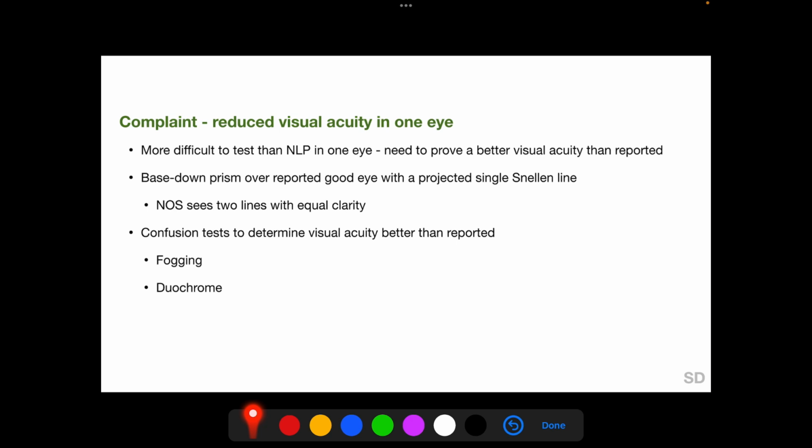When the complaint is of a reduced visual acuity in one eye, identifying or excluding a non-organic situation is more difficult than in a situation in which the patient reports unilateral NLP, because here we have to prove a better visual acuity than the patient is reporting. To do so, a prism can be used and oriented base down over the reported good eye with an electronic chart projecting a single Nellen line, and the NOS will be able to see two lines with equal clarity, which a patient with an organically reduced visual acuity in one eye will not be able to see. Confusion tests can be used to determine visual acuity better than reported by the patient, and we can use the fogging test and the Duochrome test as mentioned before.